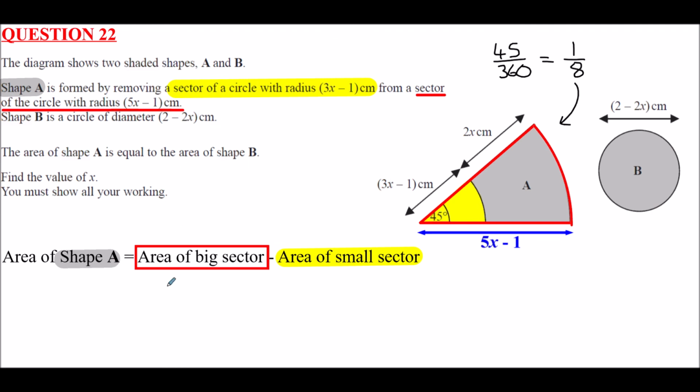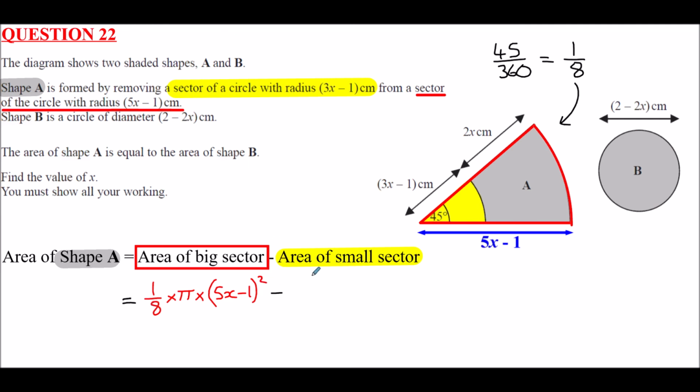So this big sector, the overall sector, is going to be 1/8 of pi r squared, because the area of a circle is pi times radius squared. That's going to be 1/8 times pi times the radius of the big one squared. The radius of the overall big sector is 5x minus 1. So the area of the overall big sector is 1/8 times pi times (5x minus 1) squared.